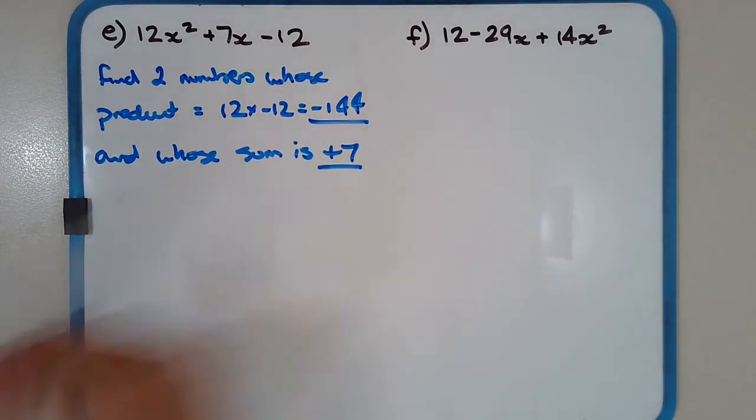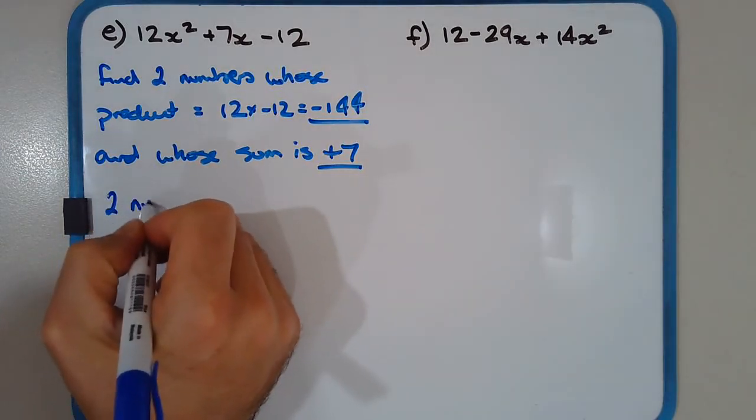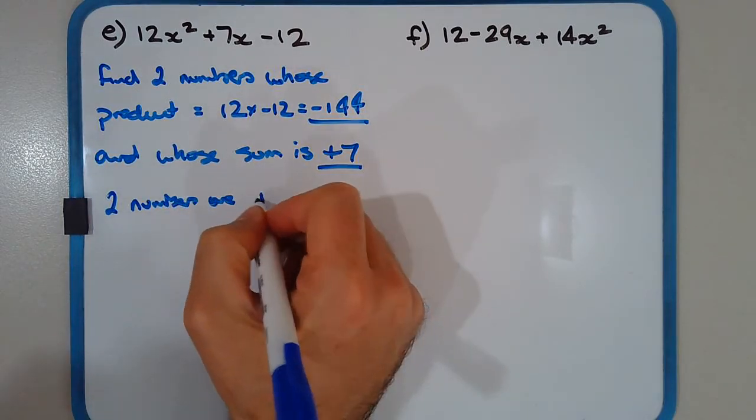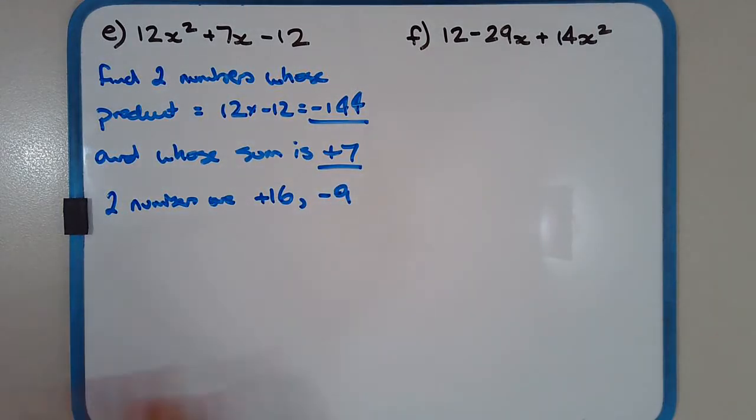Now we know 12 times 12 gives you 144. Have a think about what other factors go into 144. We can try positive 16 and negative 9, right? So the two numbers are positive 16 and negative 9. These aren't the factors, but we're going to use them to find the factors.